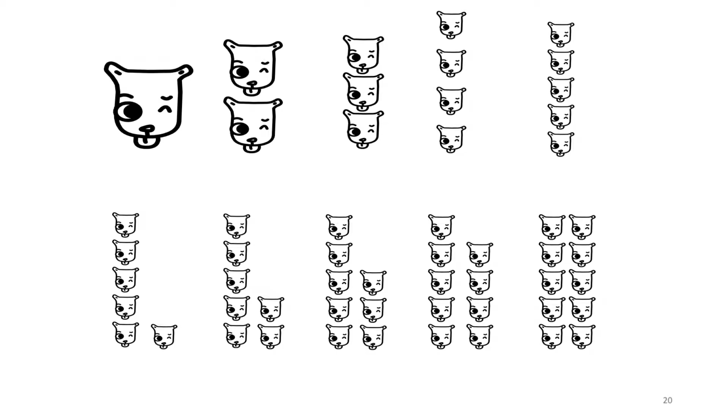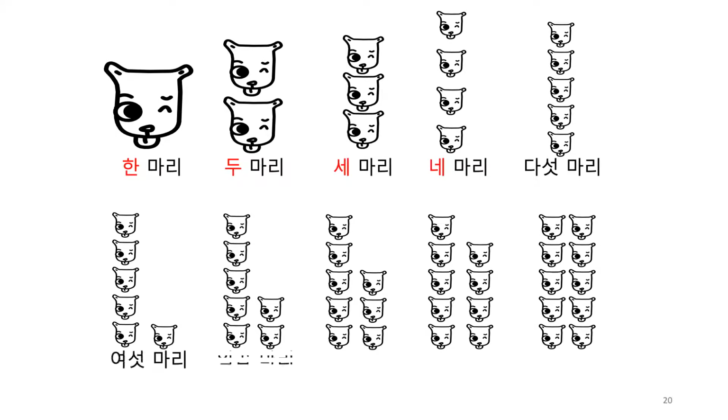When you count animals, you use 마리, right? So it's 한 마리, 두 마리, 세 마리, 네 마리. So remember that it's not 하나 마리, 둘 마리, 셋 마리, and 넷 마리. It's 한, 두, 세, 네, although it's 하나, 둘, 셋, 넷 when you're just counting the numbers only, right? And the rest of them are the same. 다섯 마리, 여섯 마리, 일곱 마리, 여덟 마리, 아홉 마리, and 열 마리.